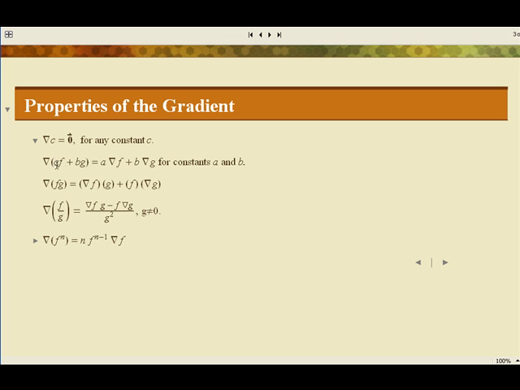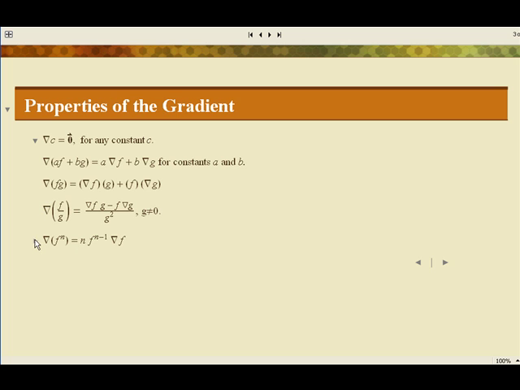Linearity, so if I have AF plus BG, and I'm taking the gradient, that's the same as the constant A times gradient of F plus constant B times gradient of G. Product rule, gradient of F times G, gradient of the first times the second plus first times gradient of the second. Same thing there. Quotient rule, same thing, gradient of F divided by G, gradient of the first times the second minus first times gradient of the second, all divided by that denominator squared. So all of these are the same rules that you have for derivatives. So what we see is that the gradient is really going to play the role of a derivative in this thing.